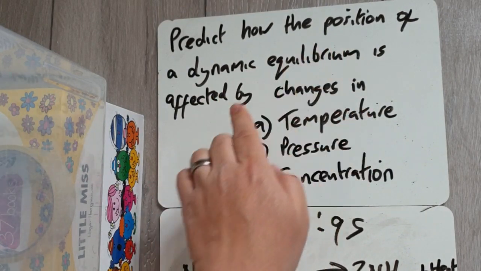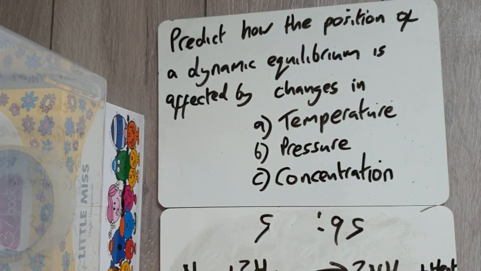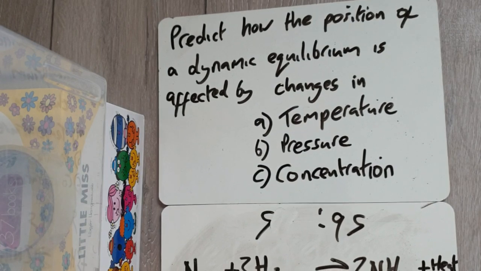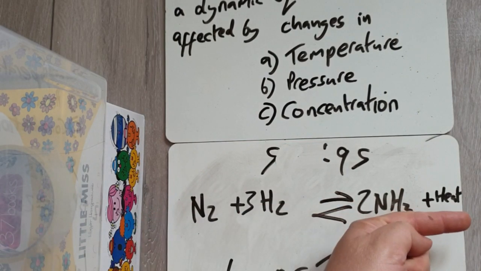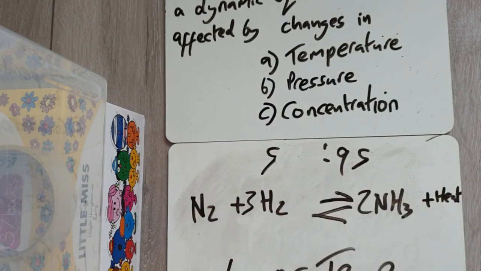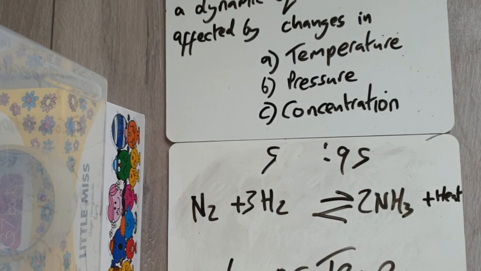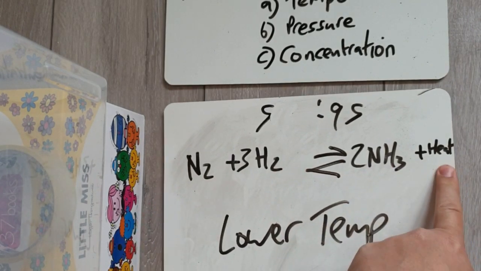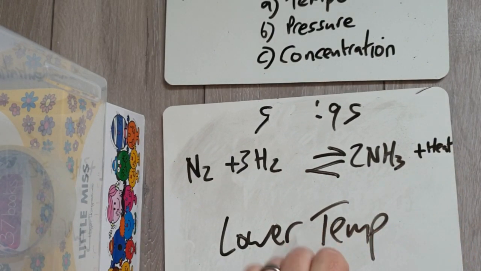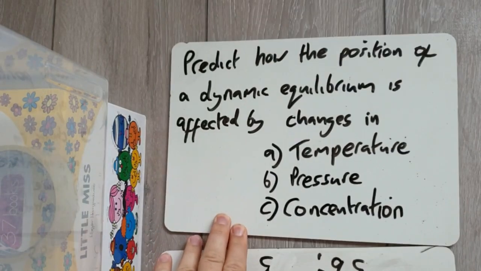So how is the position affected by change in temperature? Well, if you increase the temperature, it shifts to whichever side takes the heat away. If you decrease the temperature, it shifts to whichever side increases the heat. So that means that's an exothermic reaction, that's an endothermic reaction. So just one more last time, you make the temperature lower, it's going to shift this way to make the temperature go back up. If you make the temperature higher, it's going to shift that way, try and make the temperature go back down. Okay, so that's temperature dealt with.